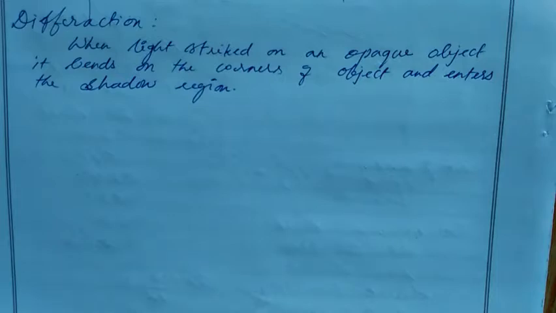Hello students, today we are going to see the last topic of chapter 10, wave optics: diffraction. Diffraction means when light strikes an opaque object, it bends at the corners of the object and enters into the shadow region. So let me show it with a diagram.